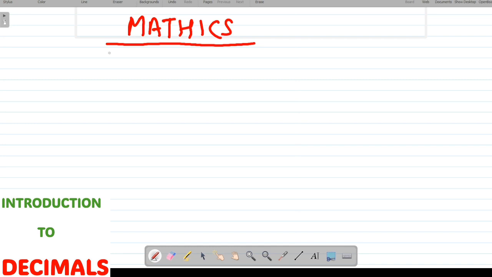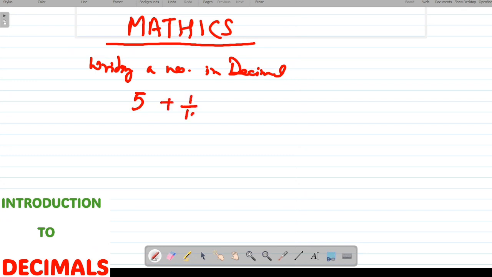Okay, so suppose we will first identify writing a number in decimal form. Writing a number in decimal form. How will we write it? Suppose one number is there, 5, and this is added with 1 by 10. Then what will be the decimal number? 5 will be added with 1 by 10. 1 by 10 is what? It's 0.1. You know how? Let me show you.